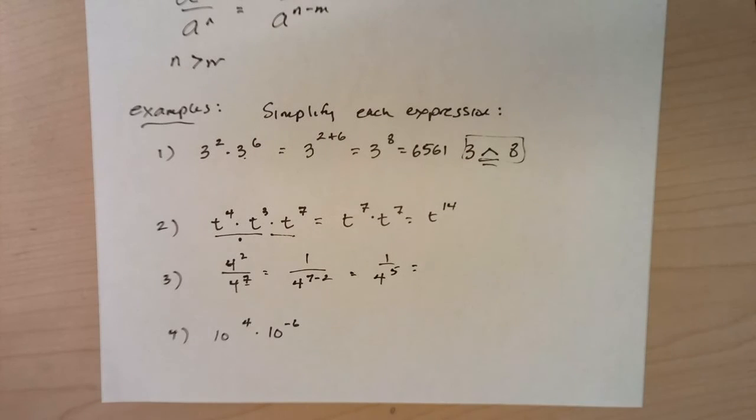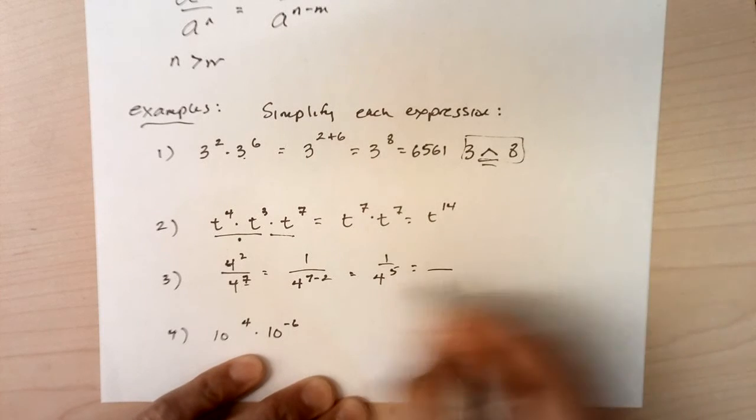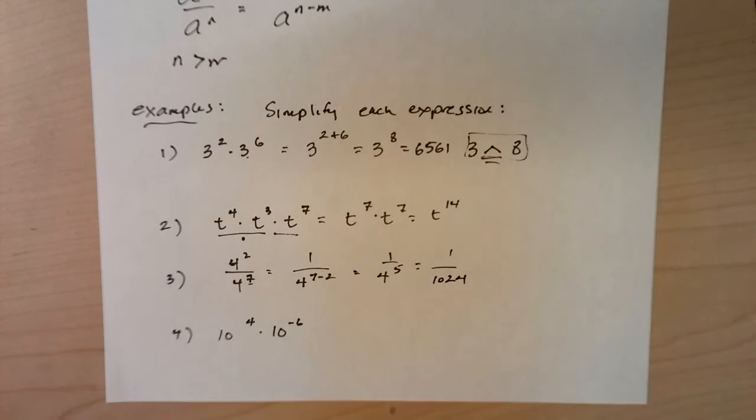If I'm using my calculator, kind of like yesterday or 6.1 part 1, I want to leave this in terms of a fraction. So instead of doing 1 over 4 to the 5th on my calculator, I'm just going to evaluate 4 to the 5th on my calculator. If I do 1 over 4 to the 5th, it's going to give me a decimal. So 4 to the 5th is 1,024. It's 1 over 1,024. That's one way that you can simplify.